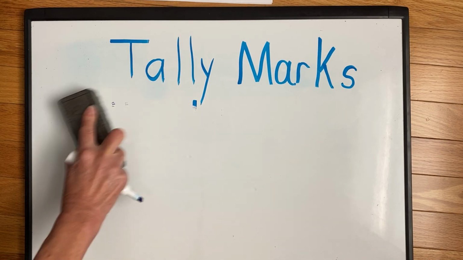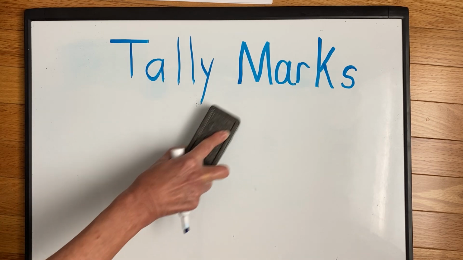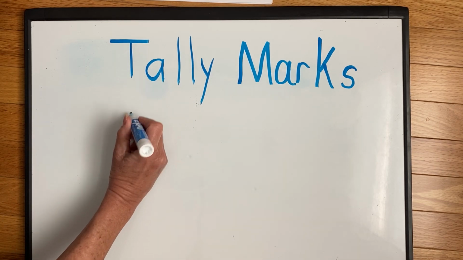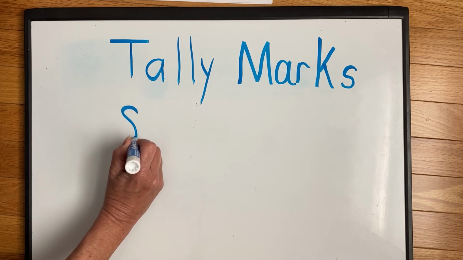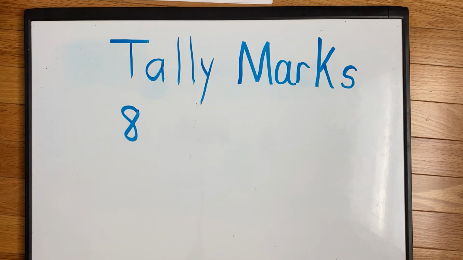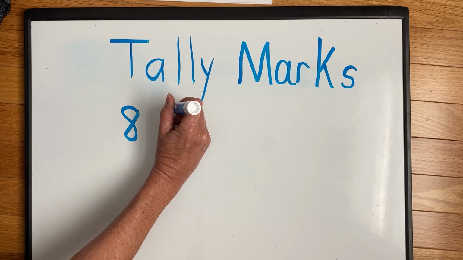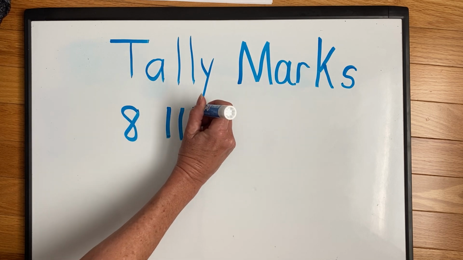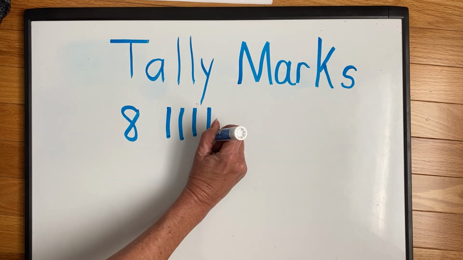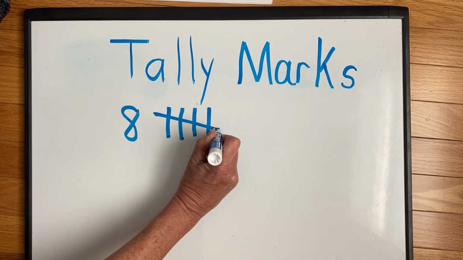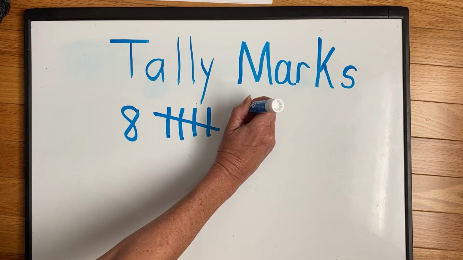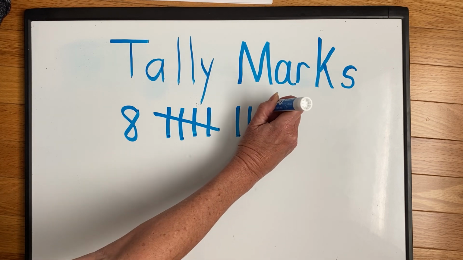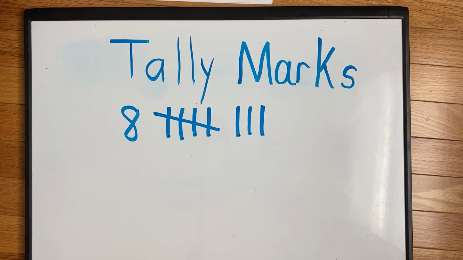All right, let's do some more together. Make sure your eyes are on the screen. All right, I'm going to do the number 8. Okay, so let's do these together. You help Miss Pam count. 1, 2, 3, 4, 5. Now we're counting on 6, 7, 8. Good job. Now, let's do a couple more.